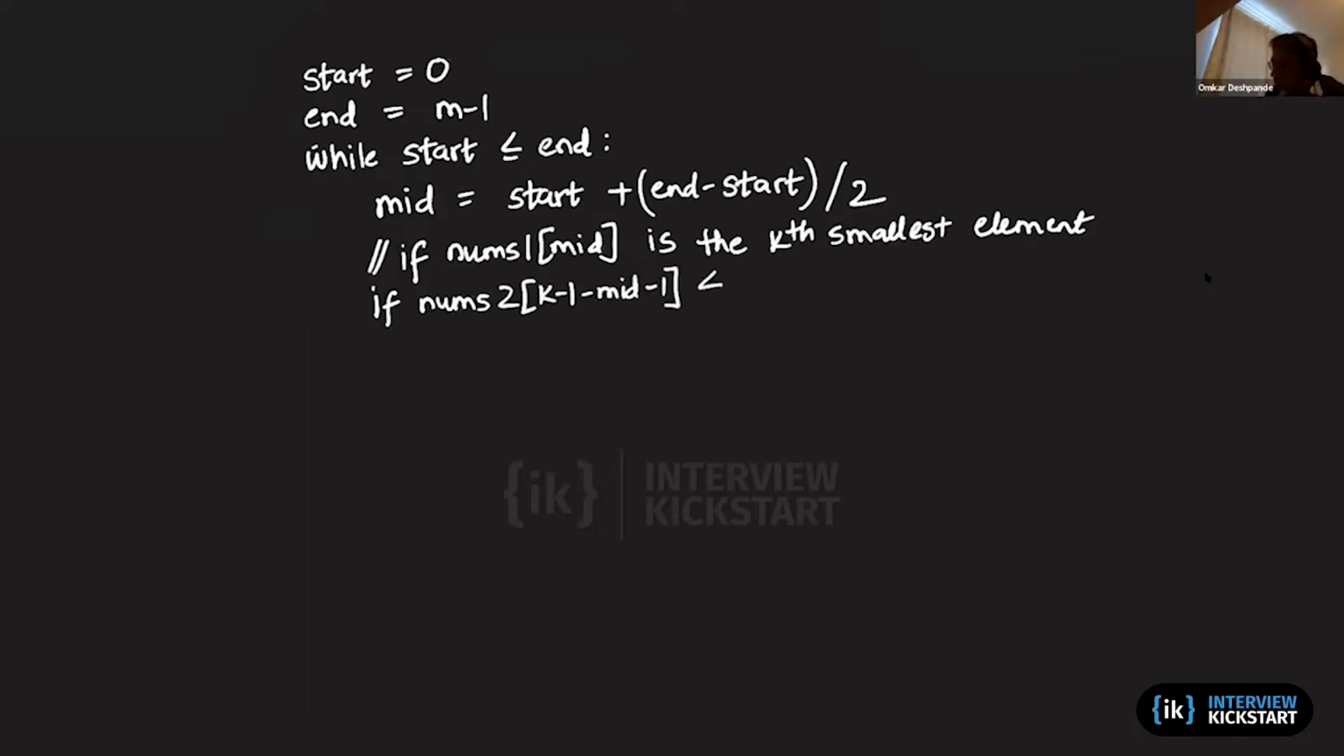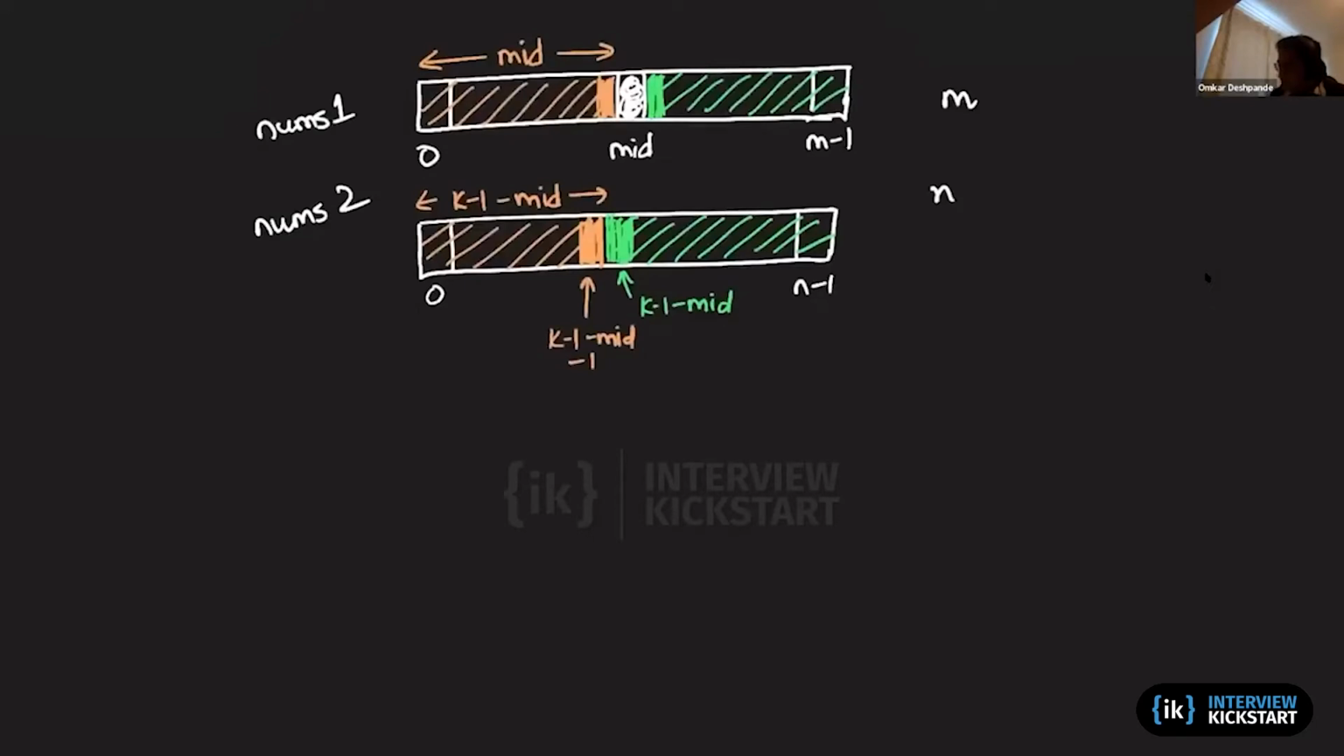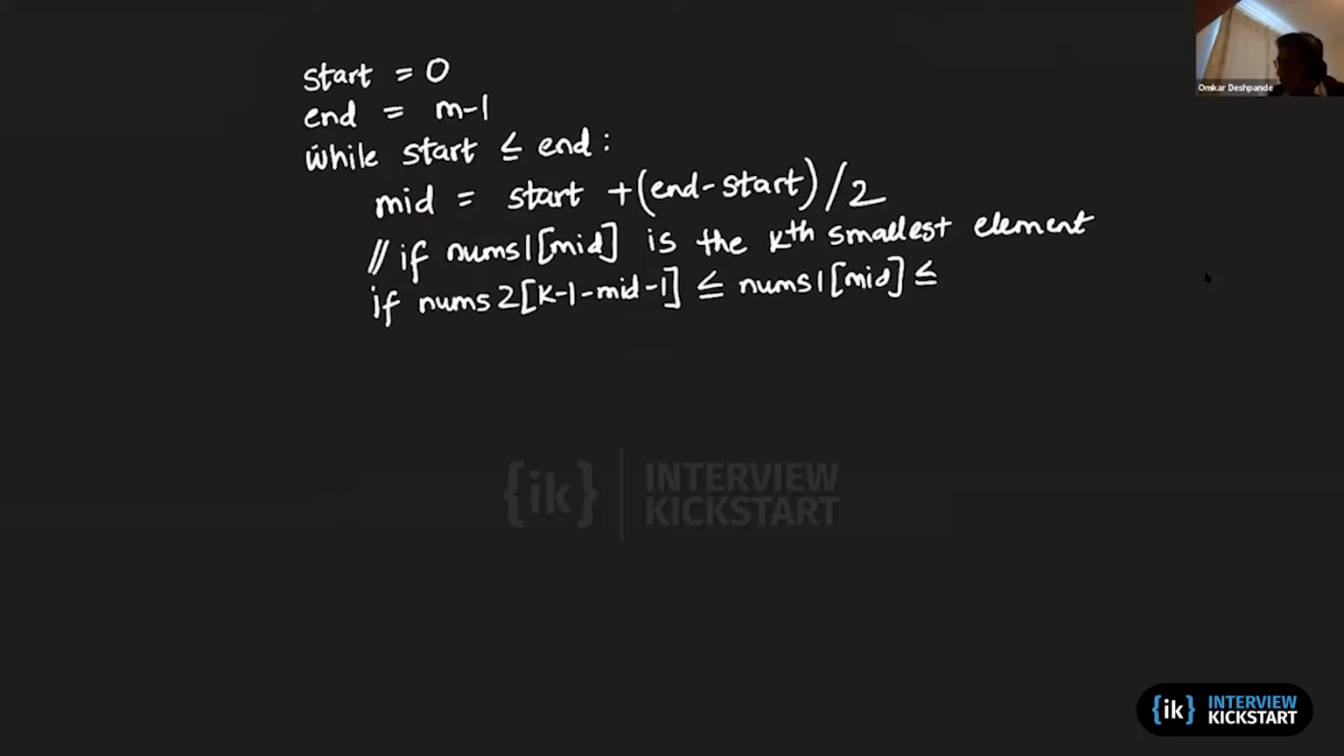So this has to be less than or equal to nums1 of mid, and in turn that value needs to be sandwiched on the other side, it should be less than or equal to this value, which is nums2 of k minus 1 minus mid. So if this is the case, then we have found the kth smallest element, right?